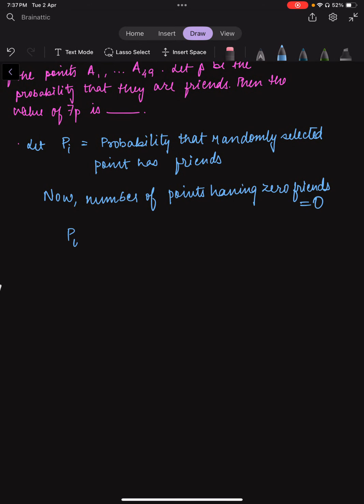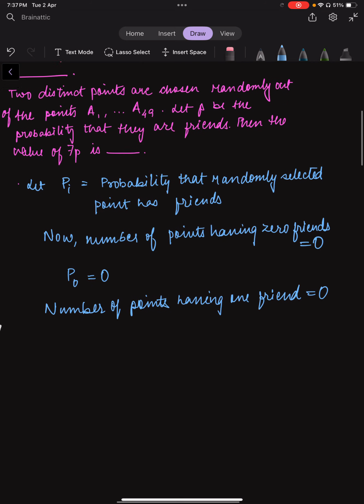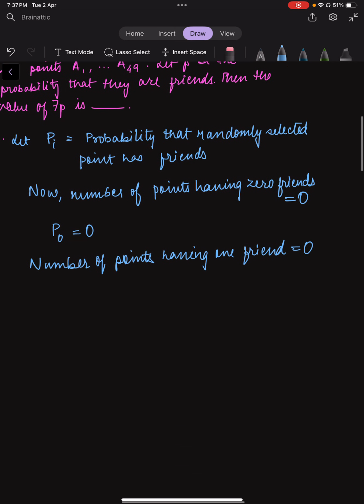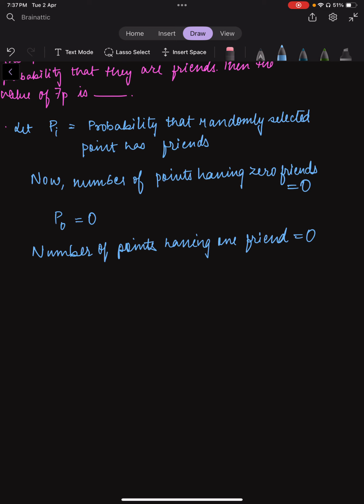So P0, we have already identified that P0 is equal to 0. The probability that a randomly selected point has zero friends is not possible. Similarly, the number of points having one friend is also not possible, it is equal to 0. So from the figure itself, we see that there is no case possible where we will have a point having one friend. So P1 is equal to 0.